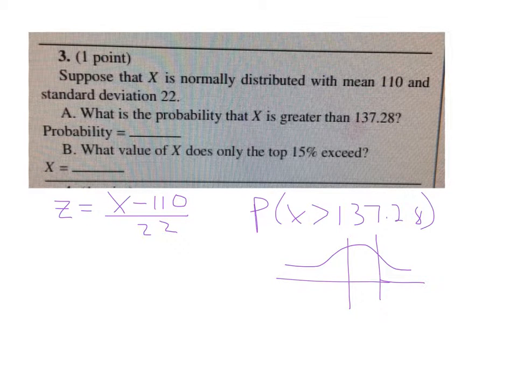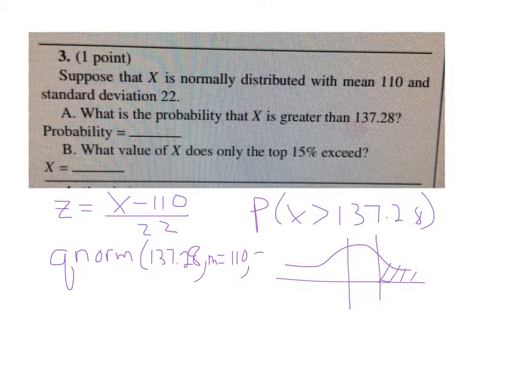So they're asking for the right-hand side of the curve, which is not what we normally get when we ask for p-norm. We get the left side. So you want to ask for q-norm when you're using your R here. You want to do q-norm and put in 137.28, comma, and your mean is equal to 110 and your SD is equal to 22, and R should just spit out the value for A.